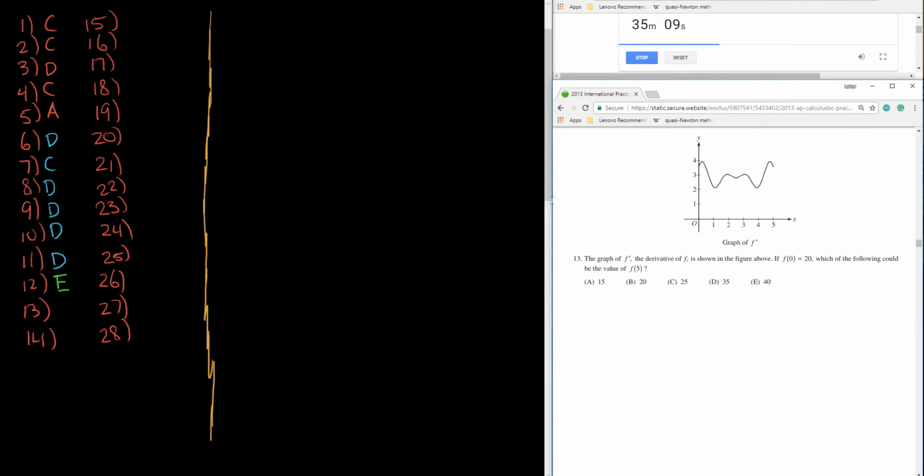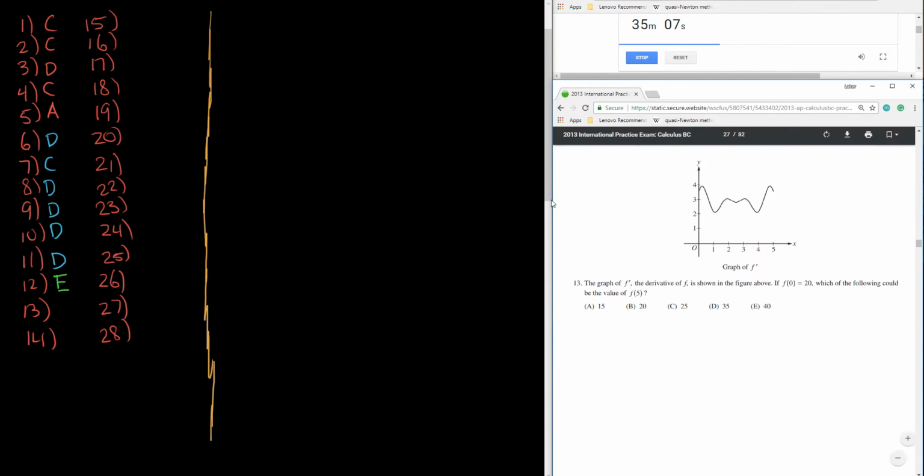The graph of f prime, the derivative of f, is shown in the figure above. If f of 0 equals 20, which of the following could be the value of f of 5? Okay, so what it's telling us is that f of 0 is 20, so we're going to take the approximate integral here. So we're going to be going up by a lot. If we just imagine that this is a perfect rectangle of about 3, that would give us an area of 15, so it's going to be answer D.